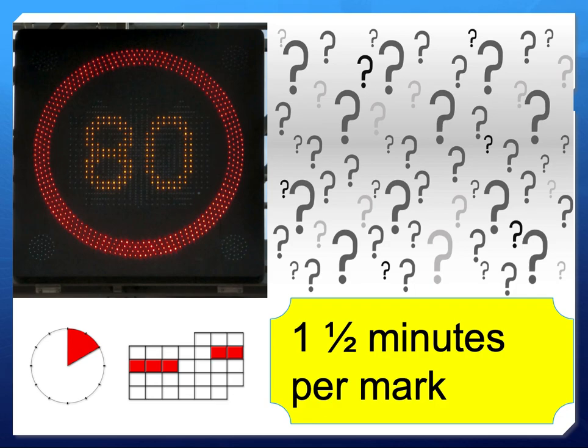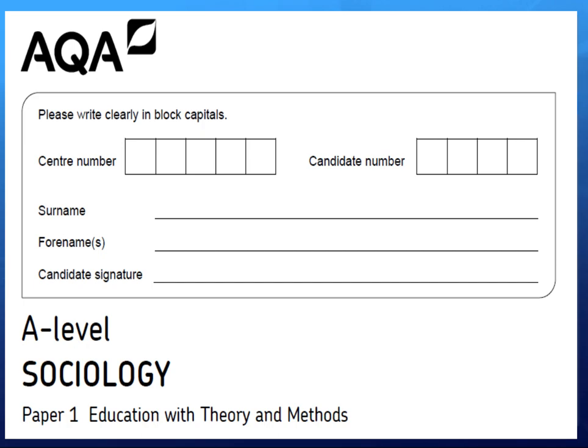All three of your sociology exam papers are worth 80 marks and you are allocated 2 hours for each paper. This means that we can use the general timing rule for every question on every paper, and that is to spend 1.5 minutes per mark. For example, you should spend 15 minutes on a 10-mark question, 30 minutes on a 20-mark question, and 45 minutes on a 30-mark question.